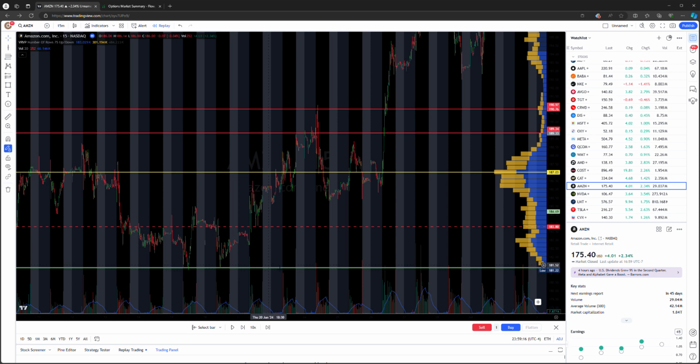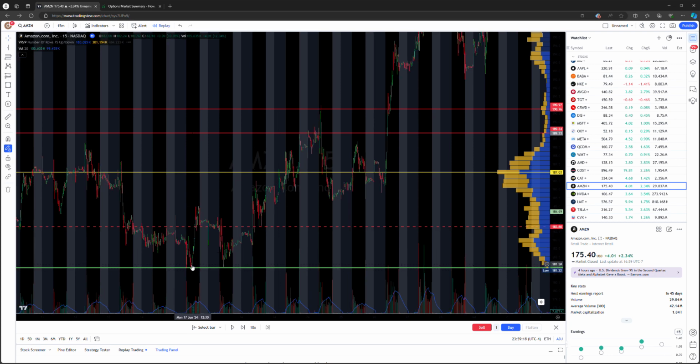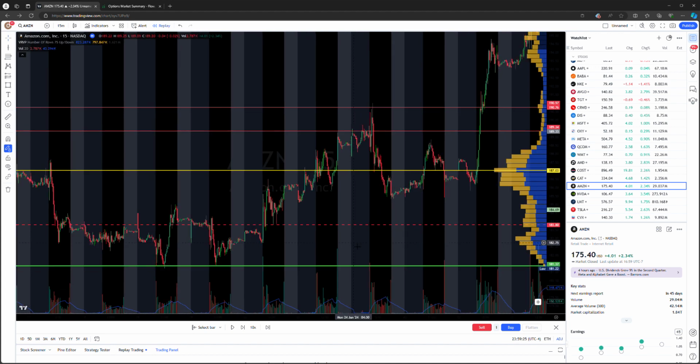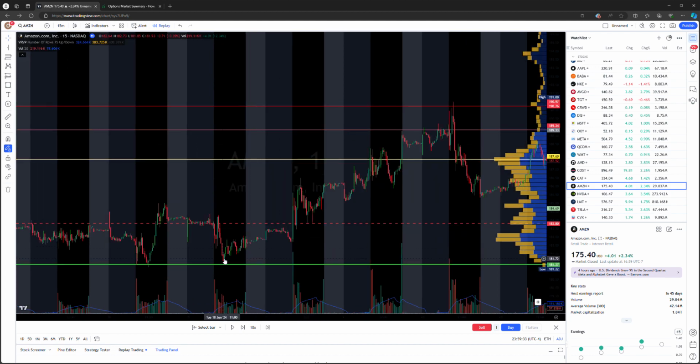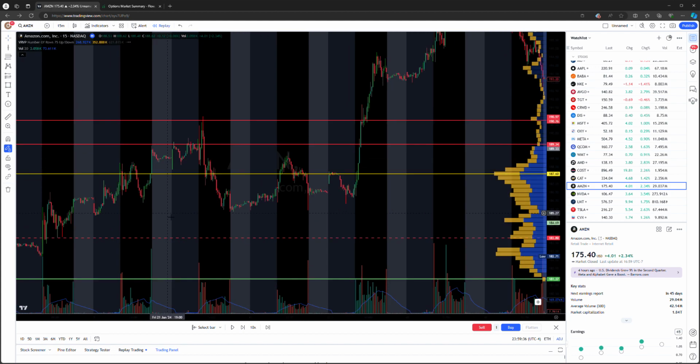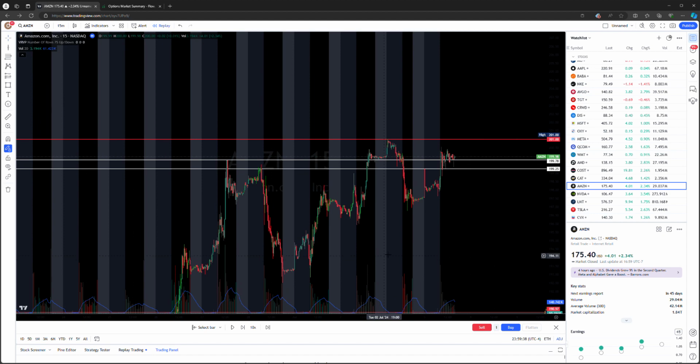Just so you know too, I applied the same exact principle down here when we took this long. I just came back and retested the origin of this BFI footprint, and I took that long there, right? In that zone. You can see what I did there. I printed a pair, and I went for it. Anyways, let's get back to the short.